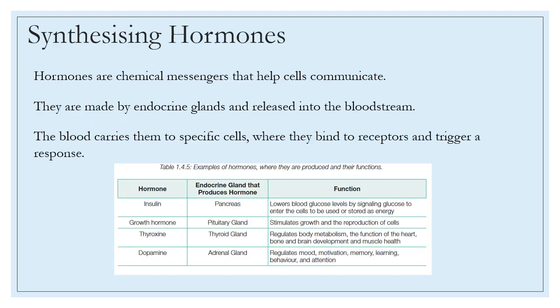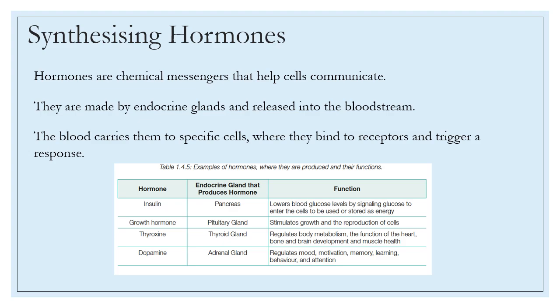The next thing they're involved in is synthesizing or making hormones. Hormones are chemical messengers that help communicate in our body. Their job is to move through the bloodstream, giving different information to our different cells. They're made by the endocrine glands and are released into our bloodstream, and the blood carries these specific hormones where they bind to receptors or molecules on the surface of their cells, almost like a telephone, triggering a response. So they're able to connect and make a call inside of the cells.